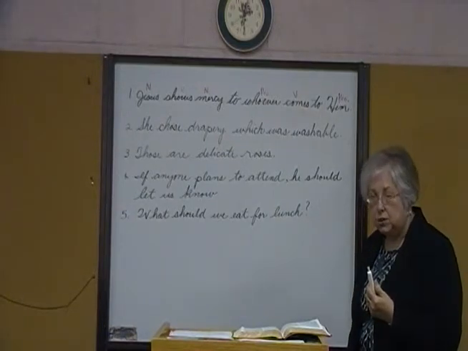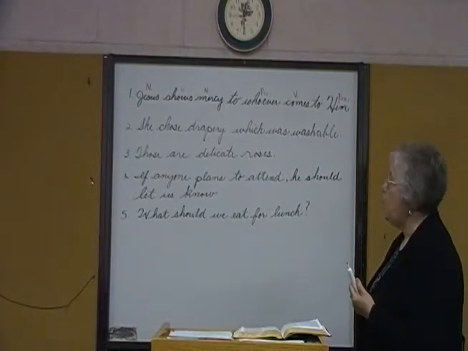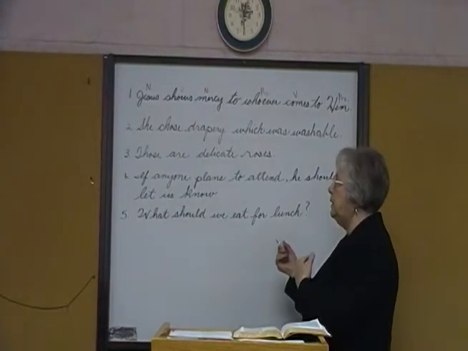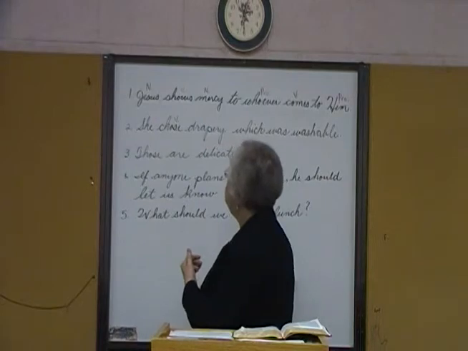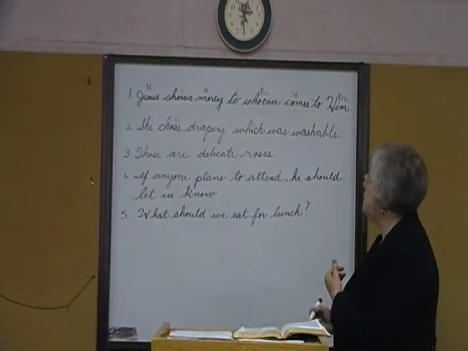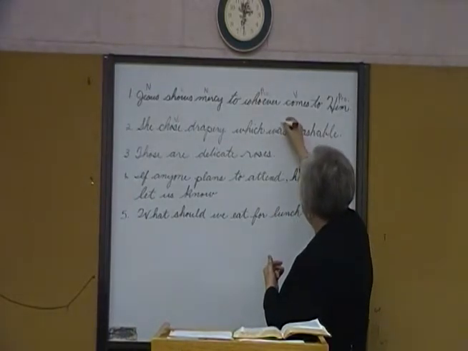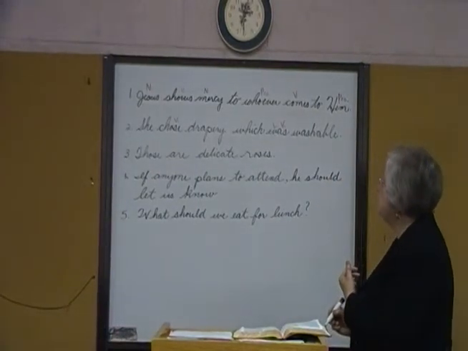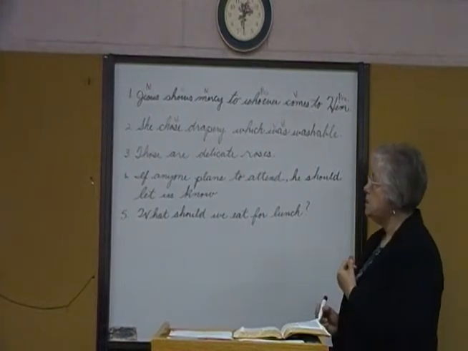Let's go on to number 2. She chose drapery which was washable. Again, let's find the verbs. Action or else linking. Chose is an action verb. Any other verbs? Yes, there is. We have a linking verb, was. And I'll just label that as an LV, as a linking verb. Any other verbs? No. And no verb phrases.